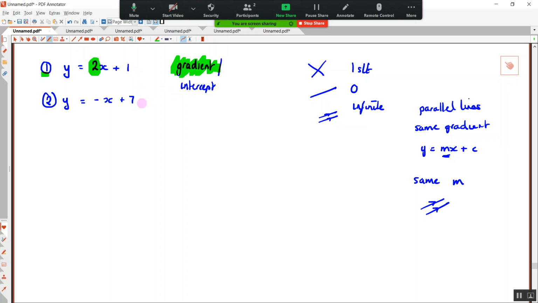Okay. Now, what do we know about the second one then? Well, we know about the second one that if it was a mobile phone, it'd be up at 7% and it would be going down 1%. Yeah.